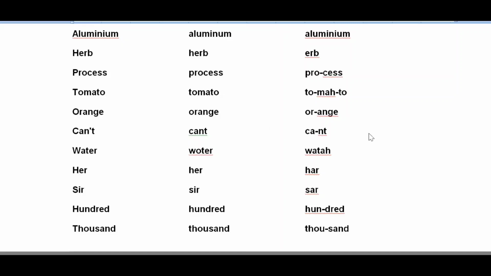Alright, so these are the differences we can see. I'll come up with more such vocabulary for you that will make you more familiar with Indian accent.